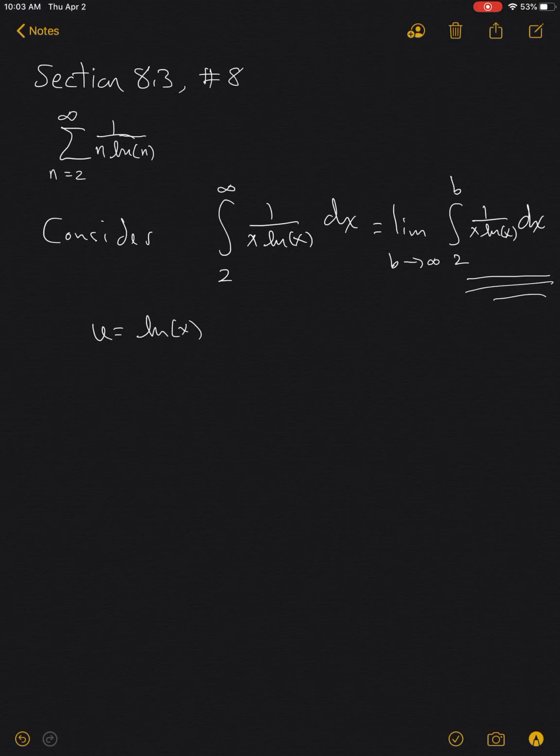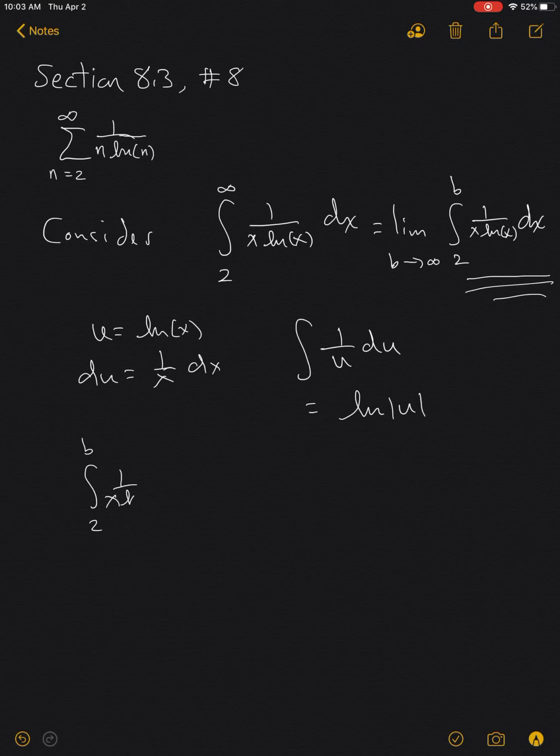So the underlined integral becomes simply the integral of 1 over u du, which is the natural log of u plus c. But we're going to be doing this from 2 to b, so I'll leave out the plus c. So we'll come back now and plug in for u. So the integral from 2 to b of 1 over x ln x dx is the natural log of the natural log of x from 2 to b.